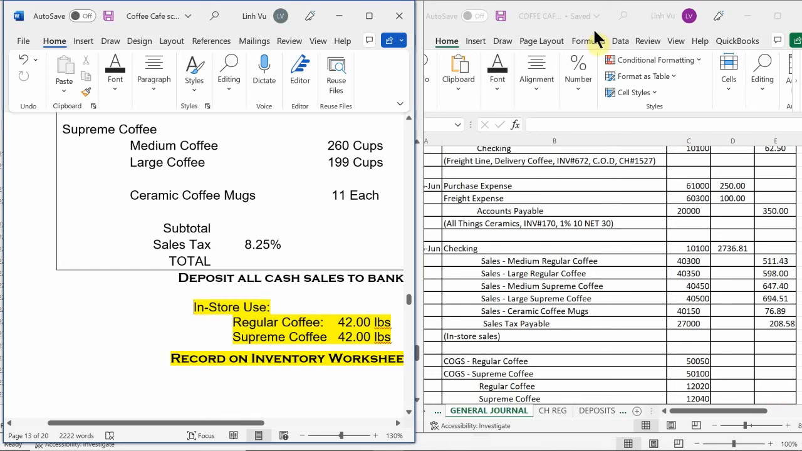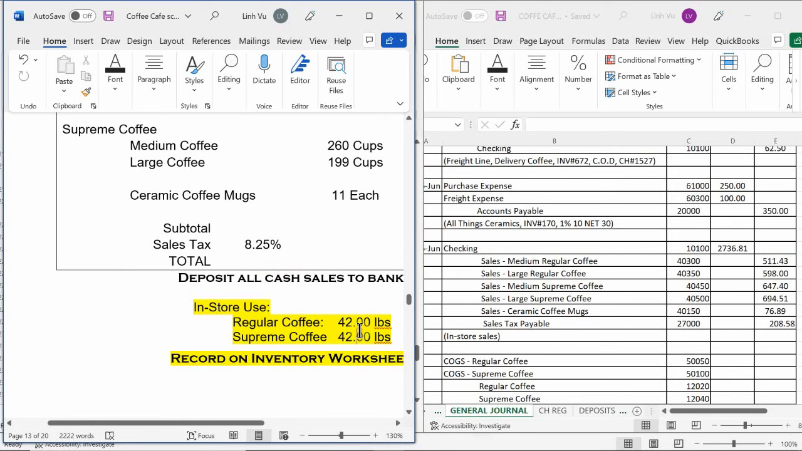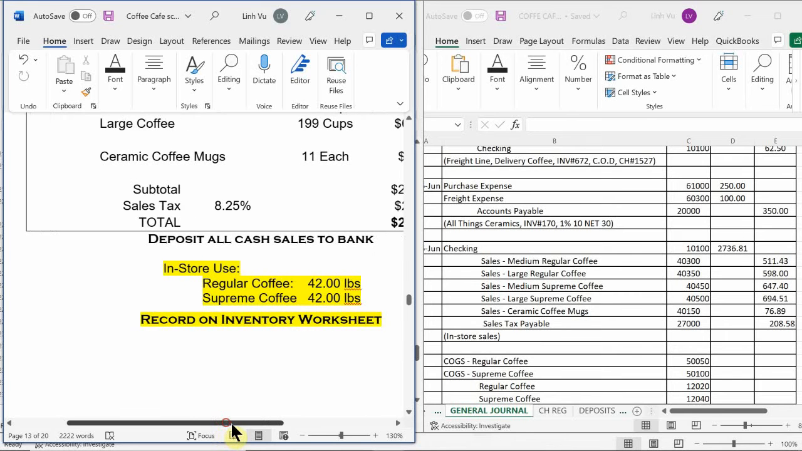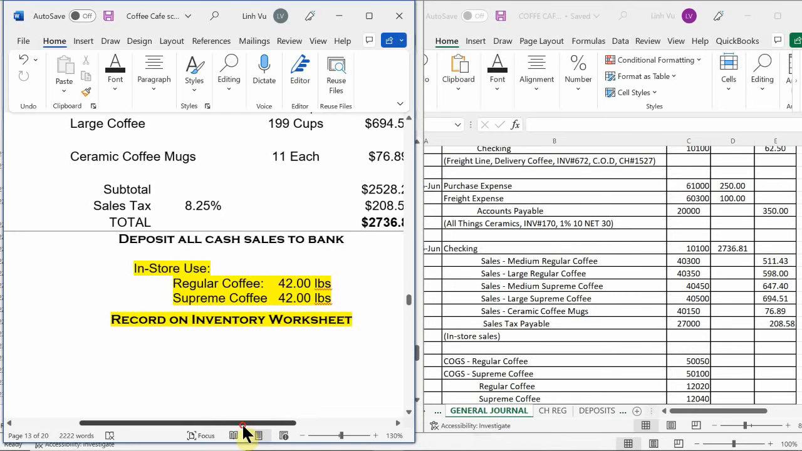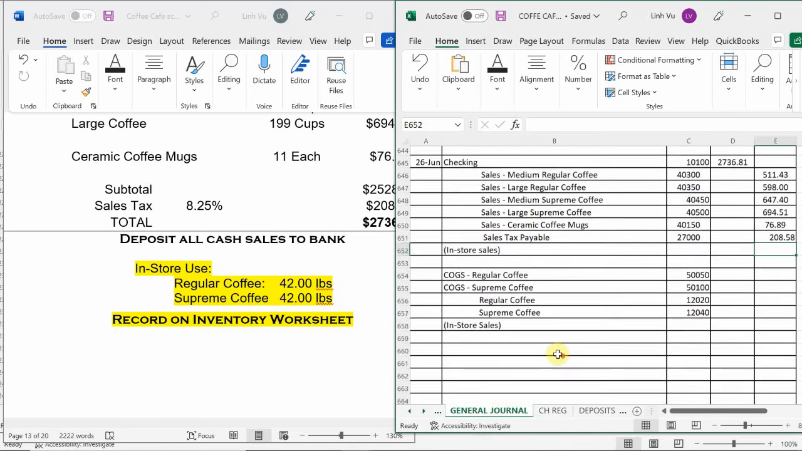So this is where we are. We just finished the sales. Now we need to update our inventory from the sales. It says right here that we ended up using 42 pounds of the regular coffee and 42 pounds of the Supreme coffee. Okay, so 42 pounds each.